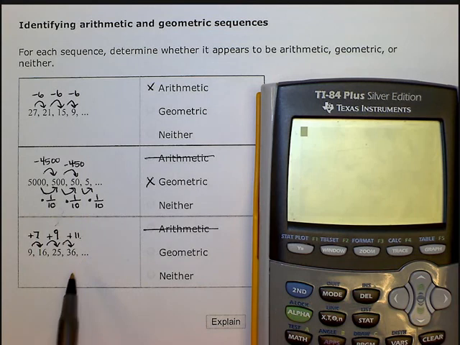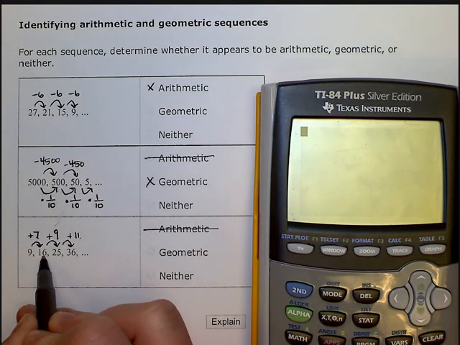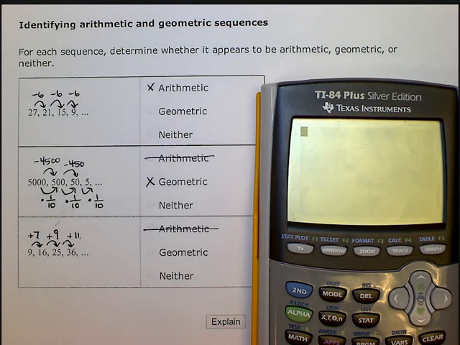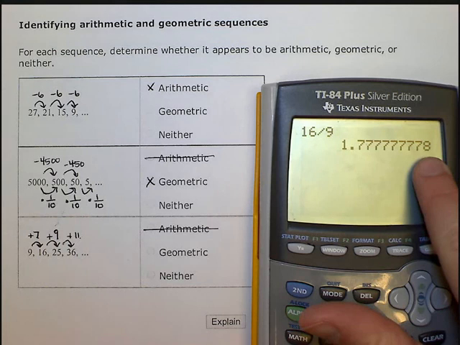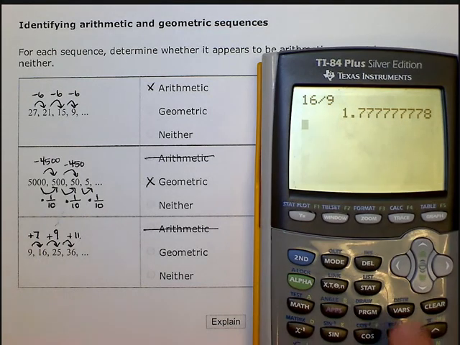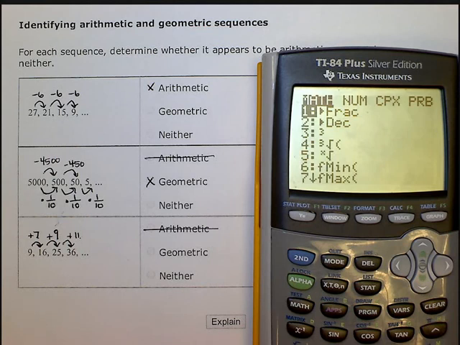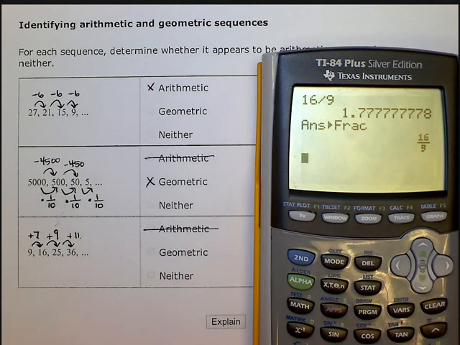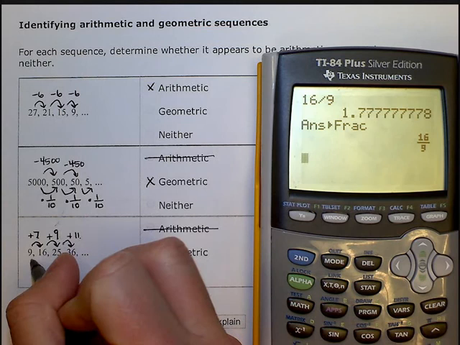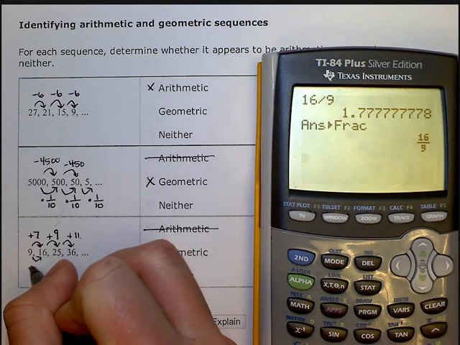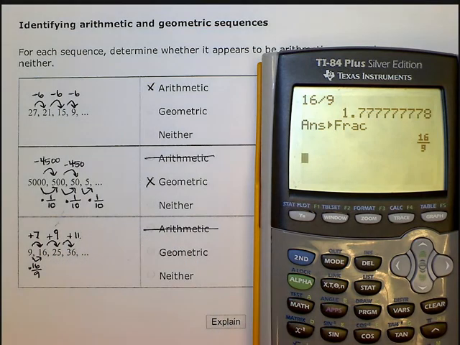So I'm going to see what I have to multiply 9 by to get 16. So I'm going to do 16 divided by 9 and get this long decimal. I'm going to turn it to a fraction by hitting this math button and then enter. So I would have to multiply 9 by 16 over 9 to get it to turn into 16.